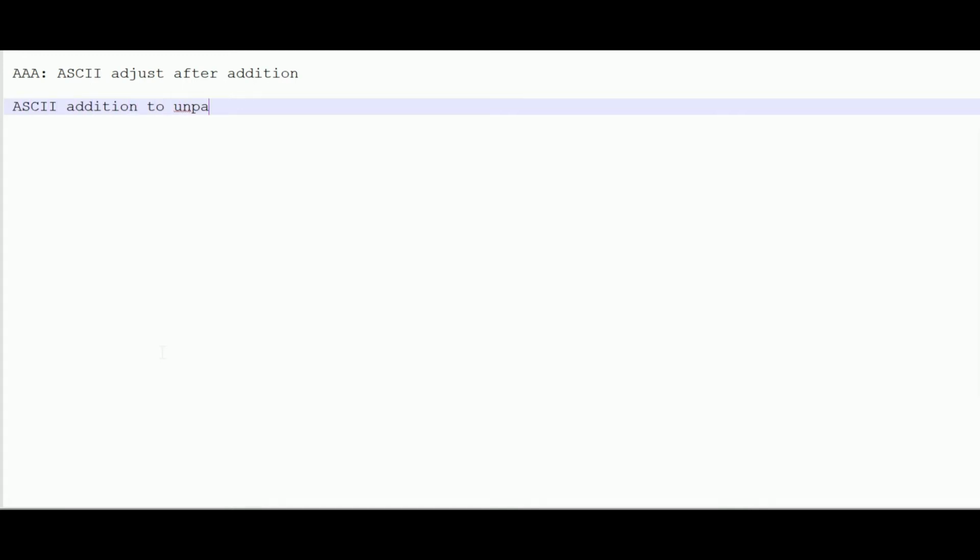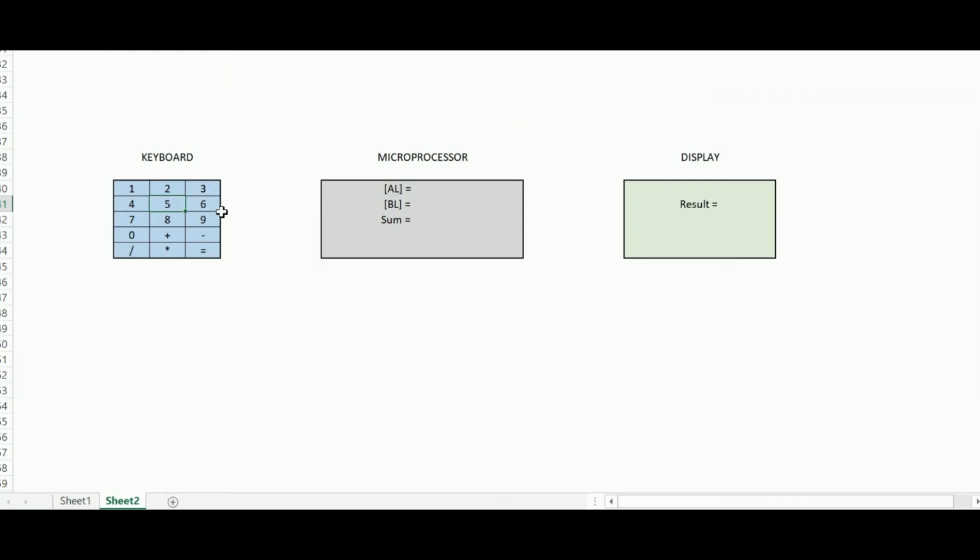This instruction converts the result of an ASCII addition to unpacked decimal digits. Please keep in mind, it converts an ASCII addition to unpacked decimal digits. Let us understand this by means of an example. As you can see in this layout, you have a numeric keyboard, which has numbers from 1 to 9 and 4 arithmetic operators, and there is a microprocessor in which there are registers, and there is a display which will show what you have typed in.